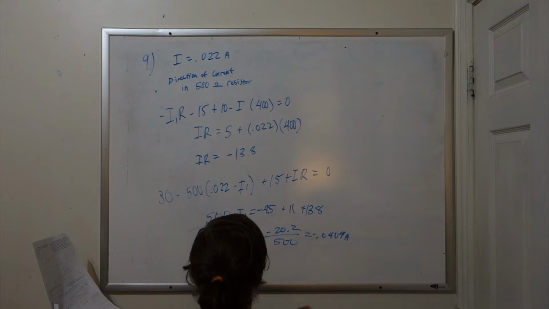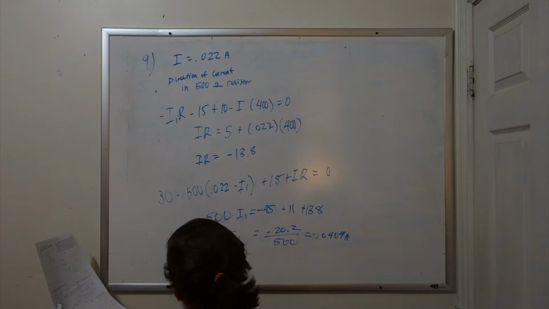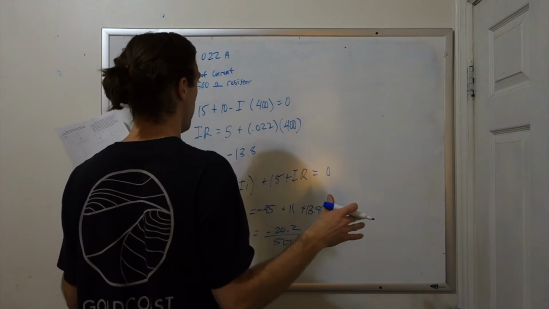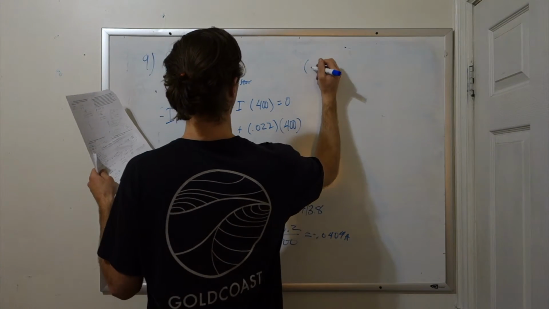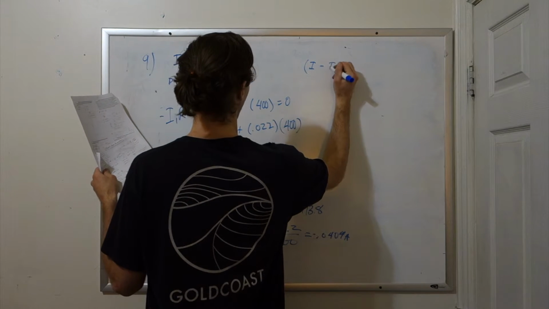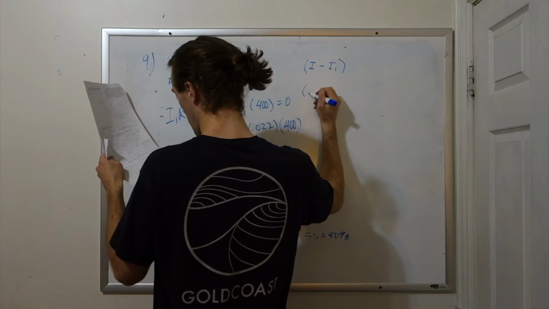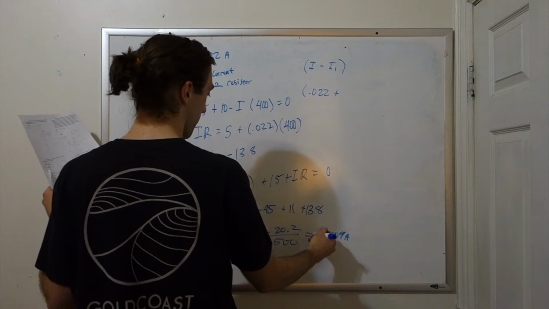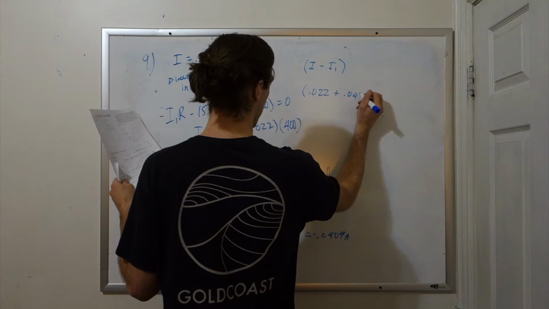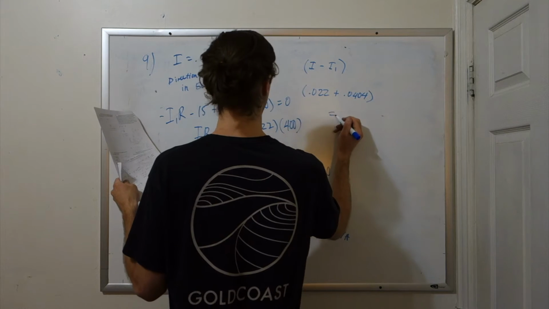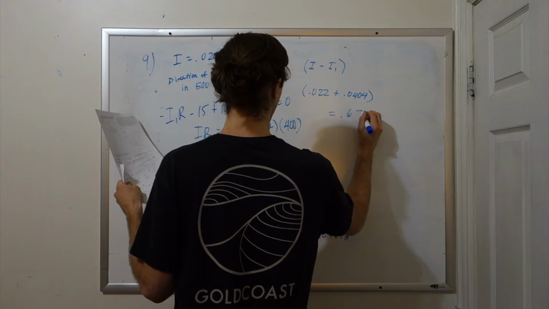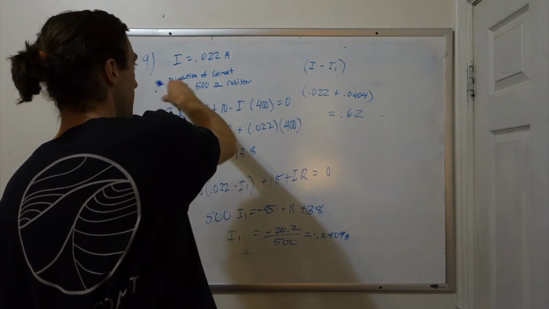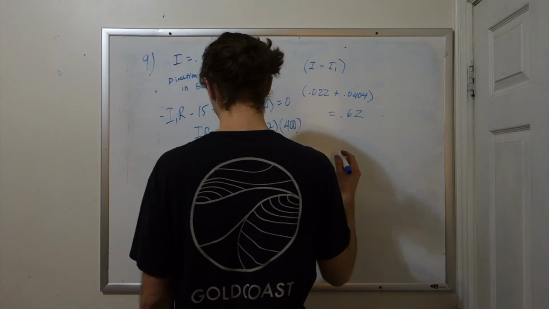0.0404 amps. Okay, and then from here, to find out how many amps you actually have going across that resistor, it is equal to I minus I1, and so it would be 0.022, and then it's going to be plus because of the minus and negative, 0.0404, and this is going to be equal to 0.62. And so the direction of the current in the 500 ohm resistor is going to be moving to the right.